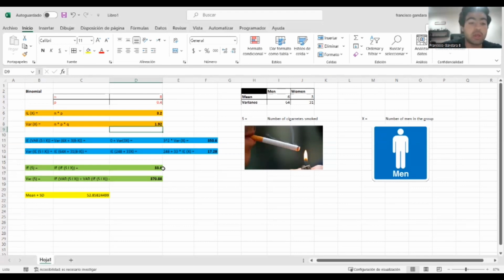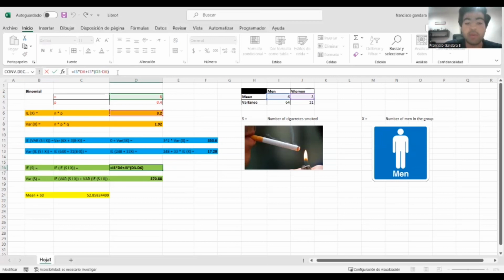of cigarettes smoked. Here we use the theorems that my partners gave before: the expectation of S would be the expectation of the expectation of S given X. We can get this by multiplying the mean of the men times the number of men, plus the mean of the women times the number of women. Here, for the number of women, I'm taking the size of the sample minus the expectation of the number of men in the group.